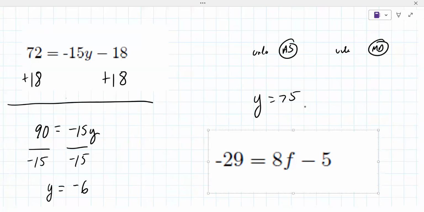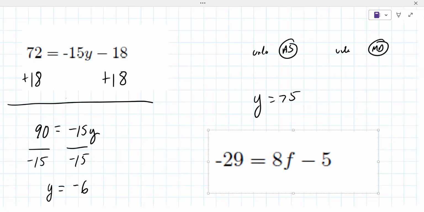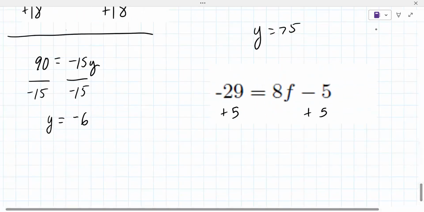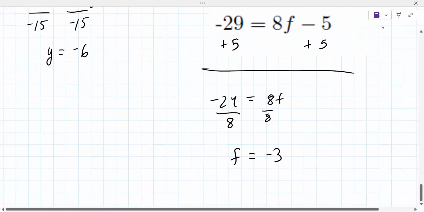How are you doing on this one? I'm good, I think. I got -4. Okay, so you add 5 to both sides. So that's -24 equals 8f. And then you divide by 8. So f equals -3. Maybe you just thought that was 4.